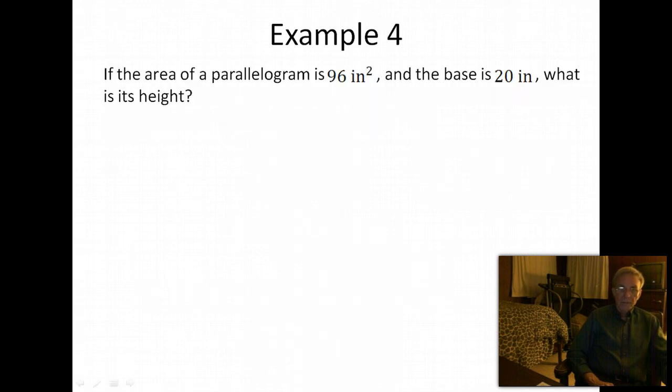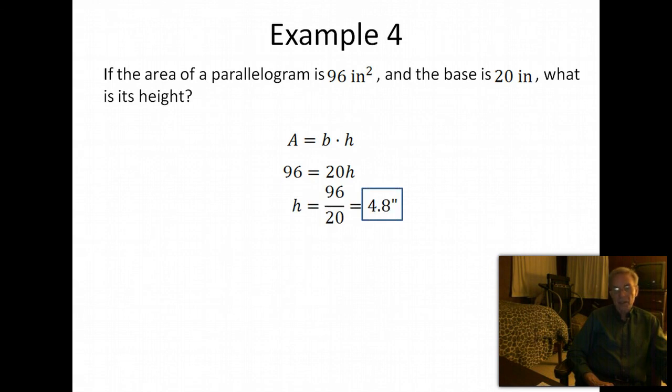Okay, example 4. This time they're telling us that the area of a particular parallelogram is 96 square inches. The base is 20 inches. They want to know what its height is. So what we do is we go ahead and look at our formula, which tells us that the area is equal to the base times the height. Substitute in the values we know. Since we know the area is 96, we put 96 on the left side is equal to 20, which is the base, times the height. Solve this by dividing both sides by 20. That gives us h is exactly 4.8 inches.